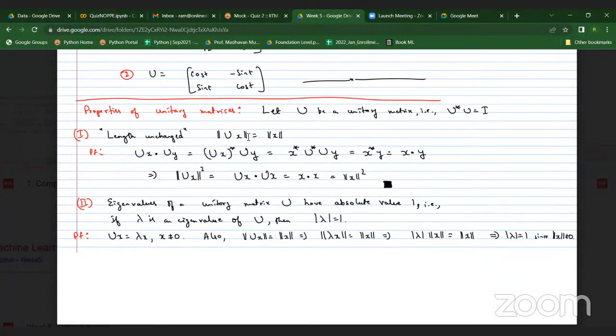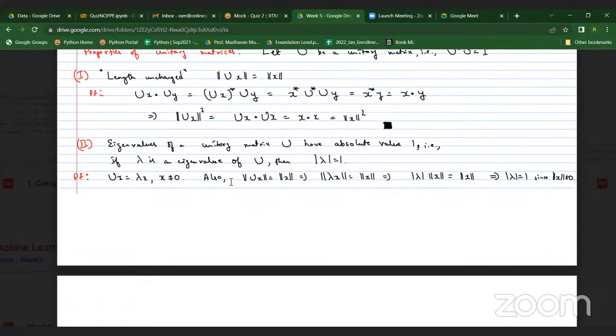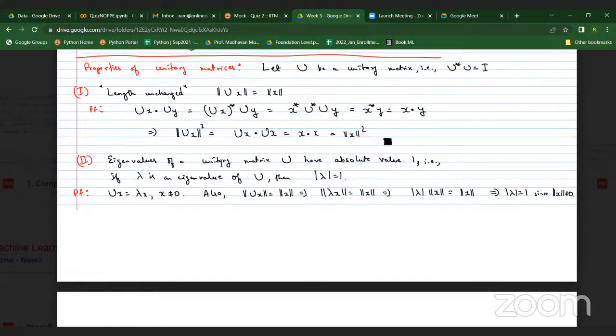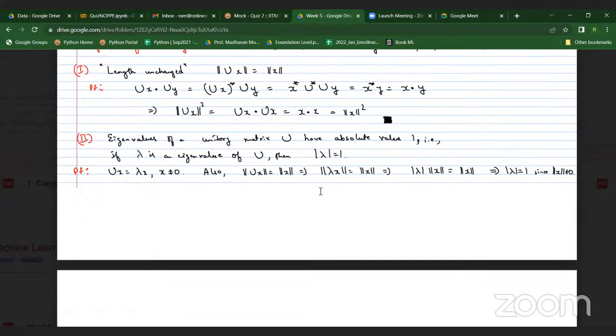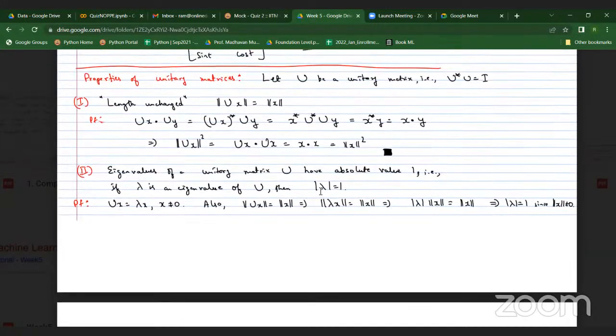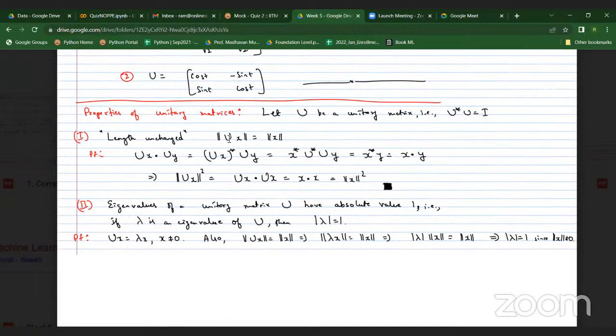And then, this is the proof for it. You need not worry about that. The eigenvalues of a unitary matrix: the absolute value of the eigenvalues is always going to be equal to 1, which basically means the modulus of lambda, the eigenvalue, is always equal to 1. The proof for it you can see here. Using the first property, we could do the proof. We have seen that the modulus of Ux is equal to the modulus of x.